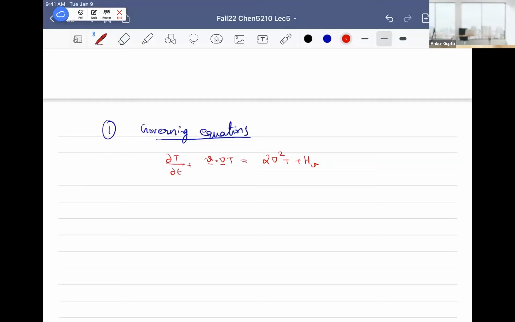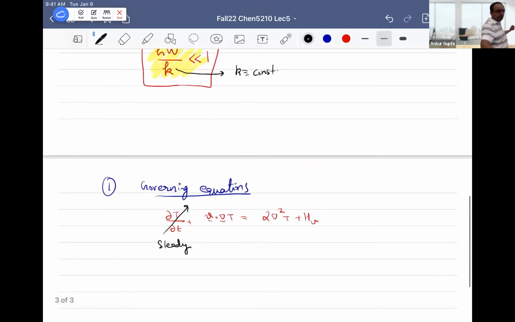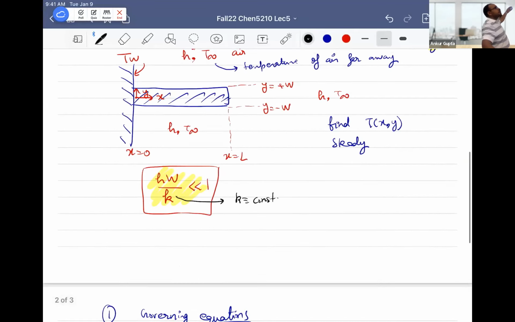Any thoughts on the first term? What is happening to the first term? Zero, perfect. It's steady, so we can remove this. What about the second term? Why is there no convection? You're all right, because it's a solid block. It's not moving.